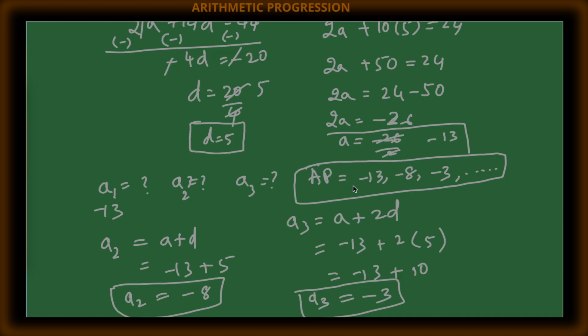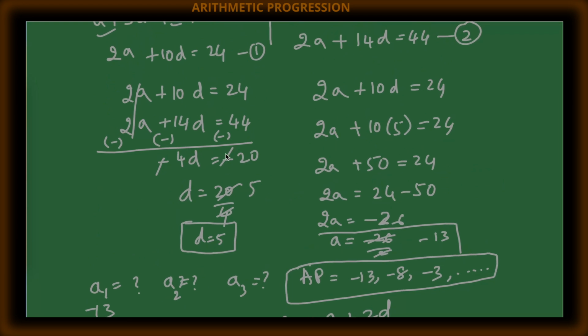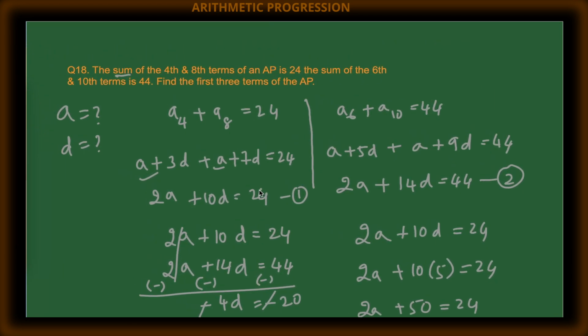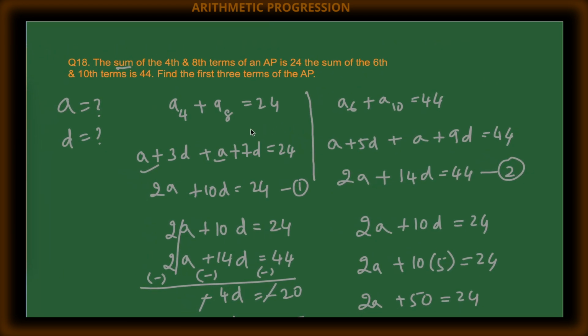Okay, so the first three terms we need to find. For that, we need to have the a and d, the first term and the difference. How did we find the first term and the difference? When not given, there will be equations which we need to form by reading the question. So we read it here.